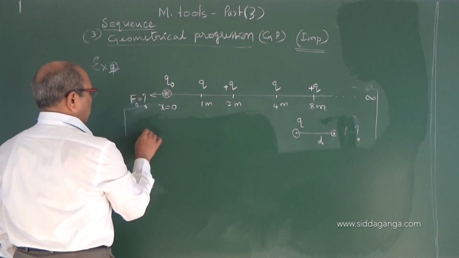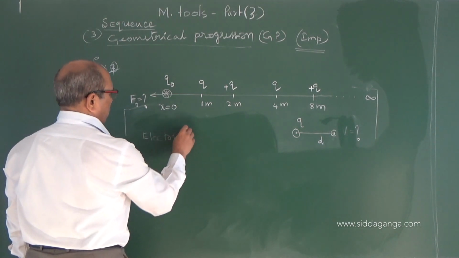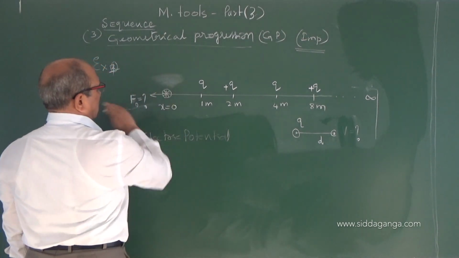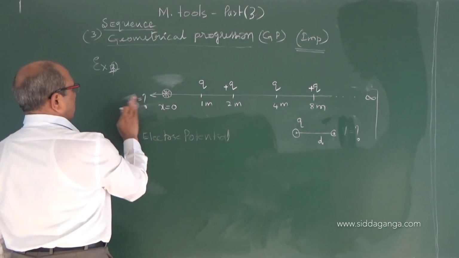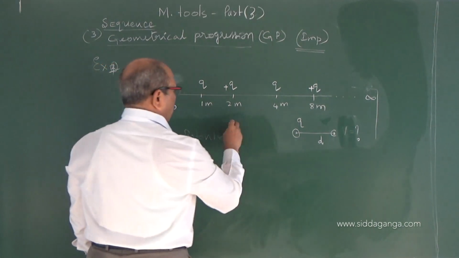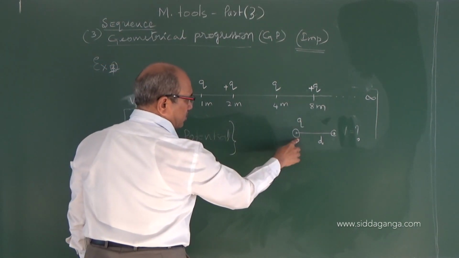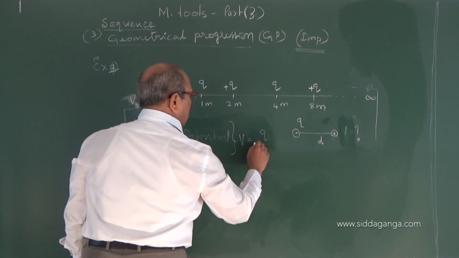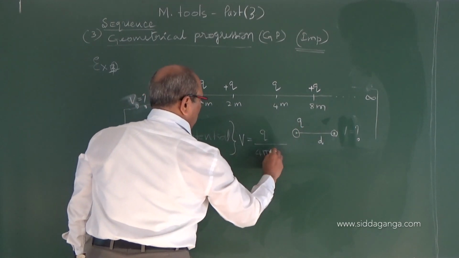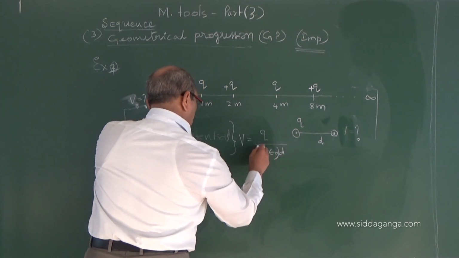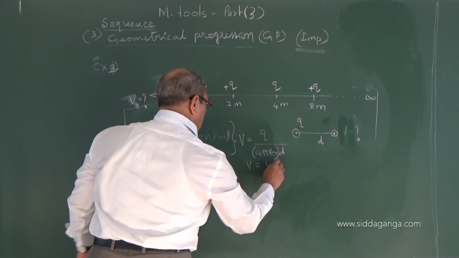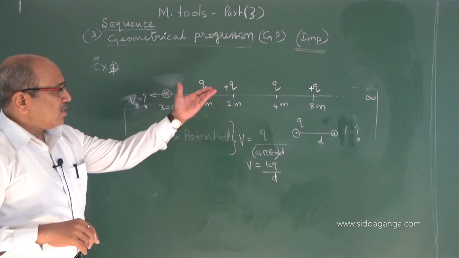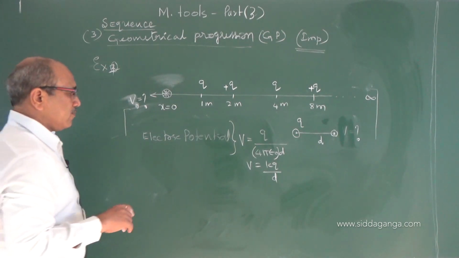Suppose you want to find the electric potential at this point, V naught. If we have a charge at a certain distance d, the value of potential can be written as Q upon 4 pi epsilon naught into d. Similarly, V is equal to KQ by d. Same, all are positive charges we have taken.